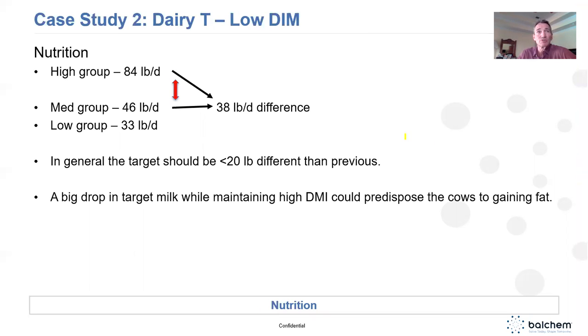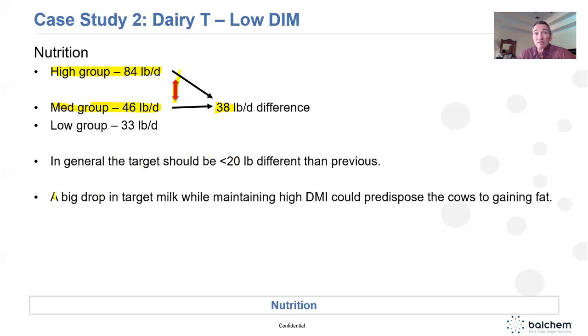Okay, but not just repro is going to affect this. It's going to be nutrition as well. Took a look at the rations. The high group is balanced for 84 pounds. The medium group, what they went to was balanced for 46 pounds, a 38 pounds per day difference. In general, the difference between those two should not be more than 20 pounds. And that would be my absolute max. I'd rather see it closer than that, but holy cow, this was huge.